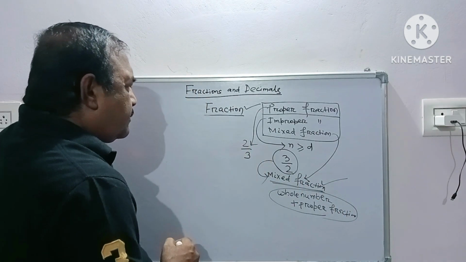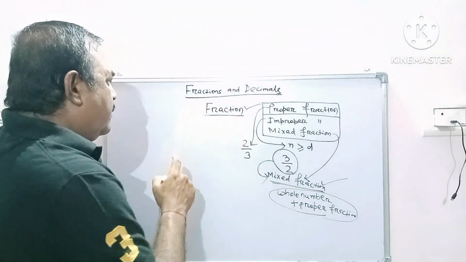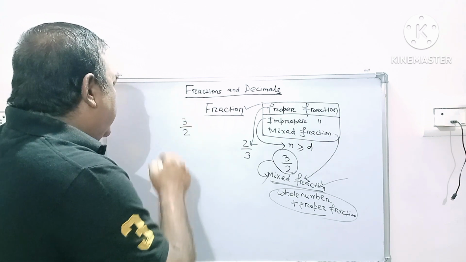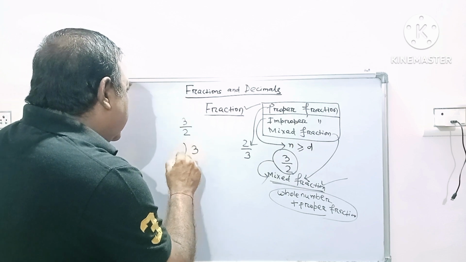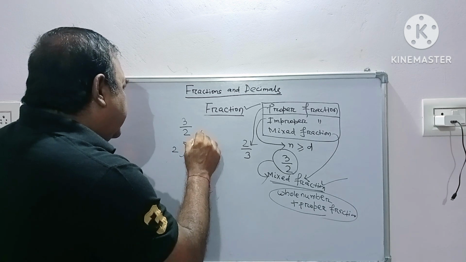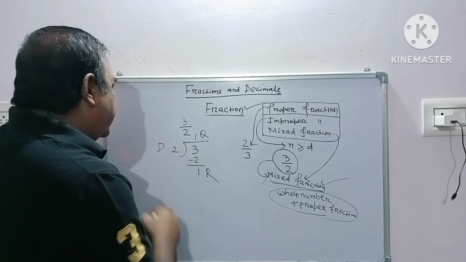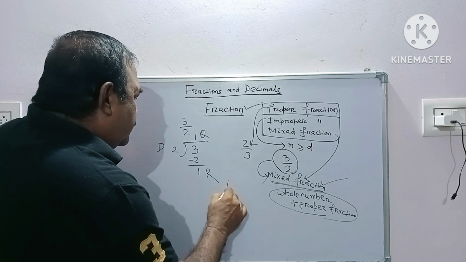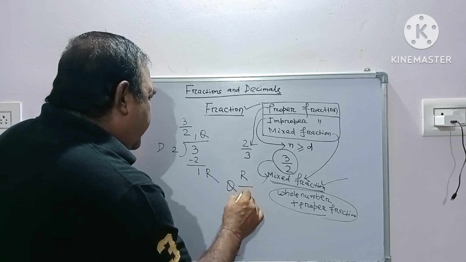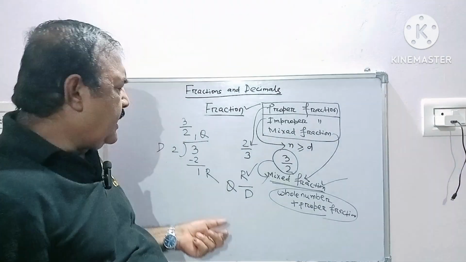Suppose here, I will take the example of an improper fraction where the numerator is greater than the denominator, that is 3 upon 2. So you divide 3 by 2. 2 1 is 2, 3 minus 2 is 1. So it is the quotient, it is the remainder and it is the divisor. So how do you place it? Q whole number and R upon D. R is the remainder, D is the divisor and Q is the quotient.